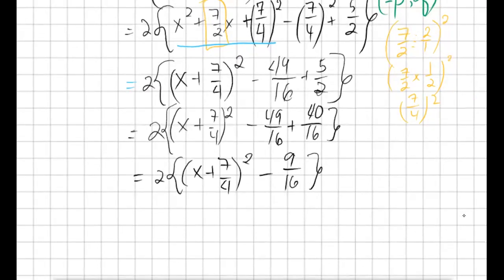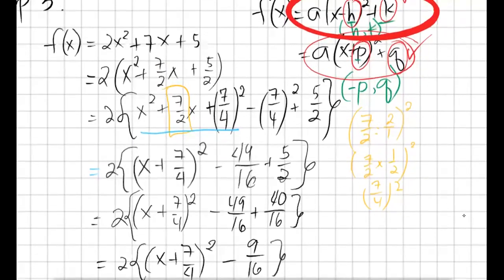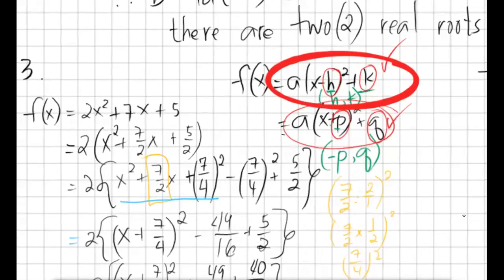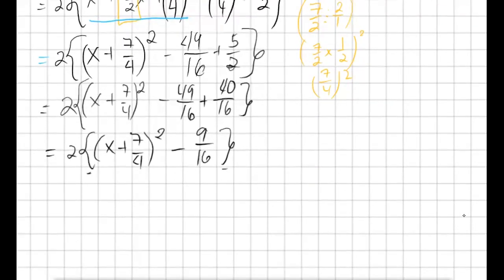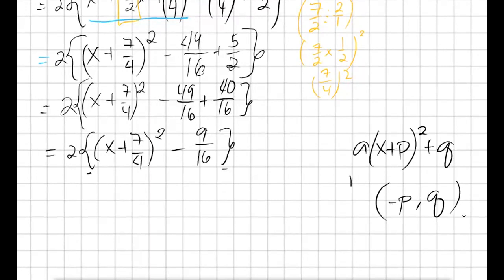Now remember that we still have an enclosure. How it should look is like this: a times x plus p squared plus q. It should be like that. And then we'll get negative p and q as our vertex, our minimum or maximum.